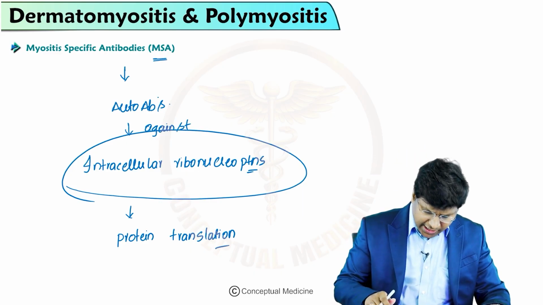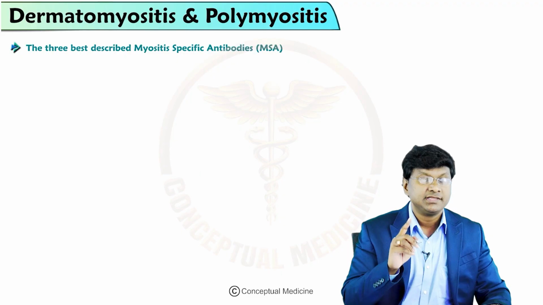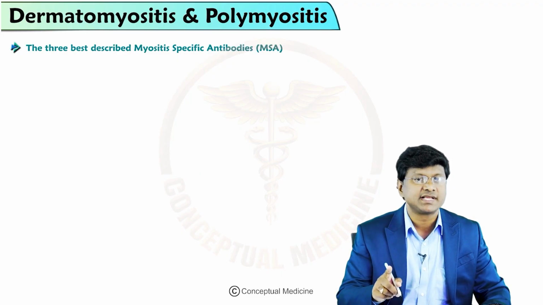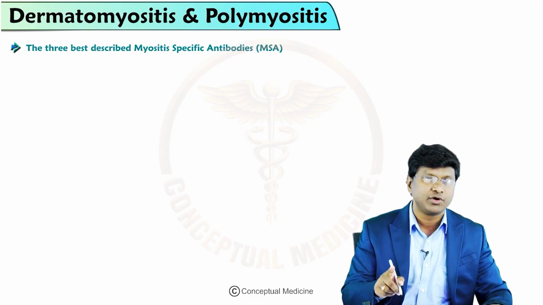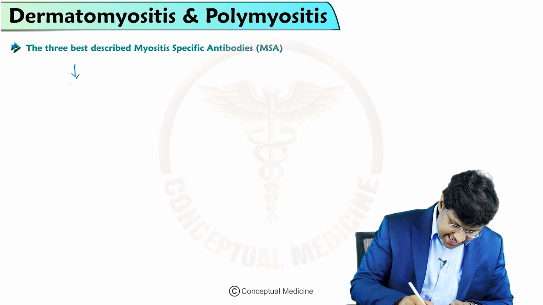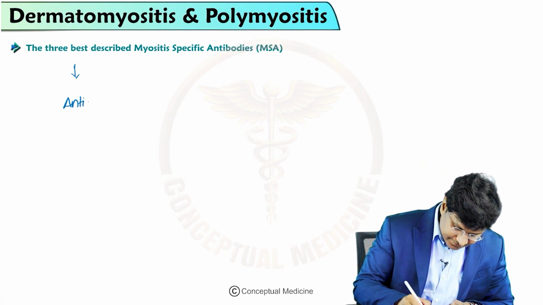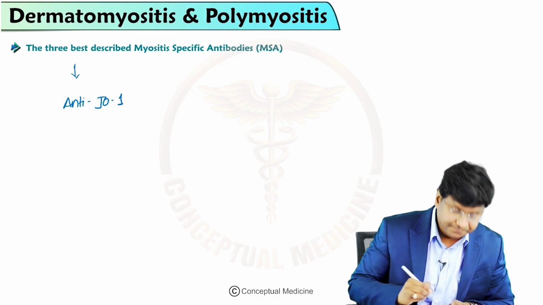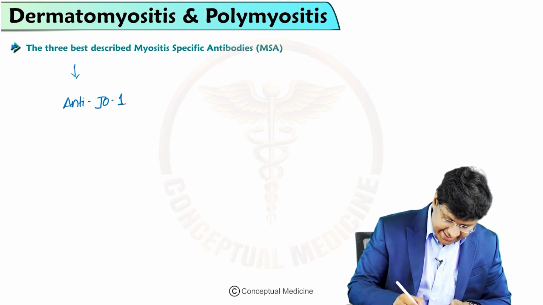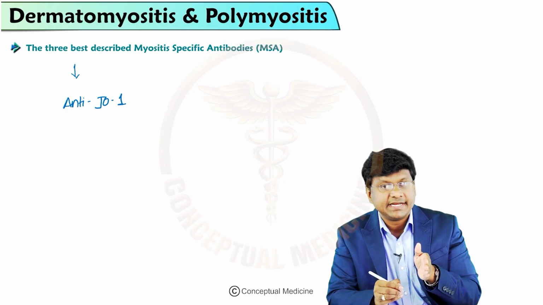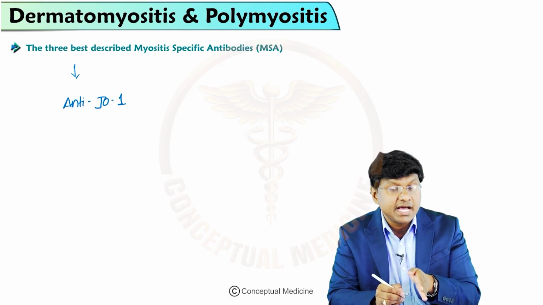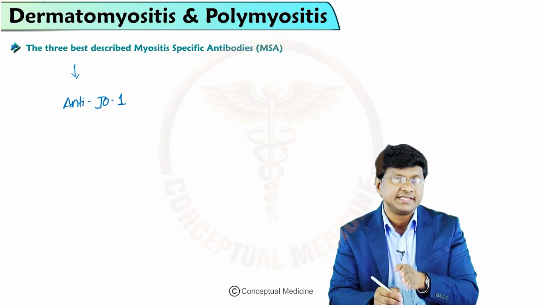Now, what are those autoantibodies? The three best described myositis specific antibodies include, number one, anti-Jo1, right? And this anti-Jo1 is directed against RNA histidyl synthetase.